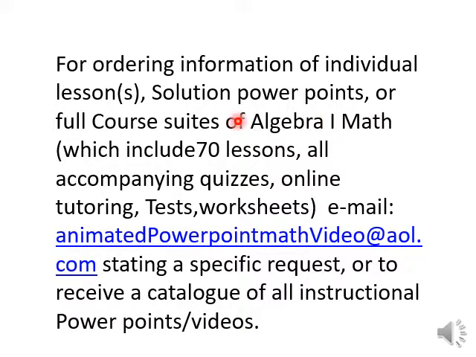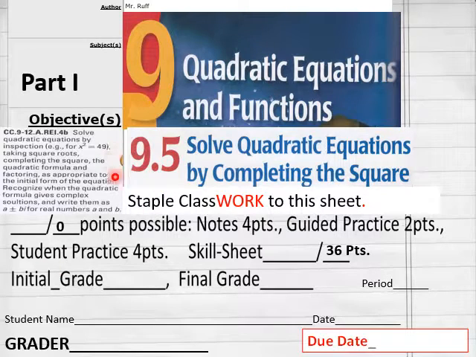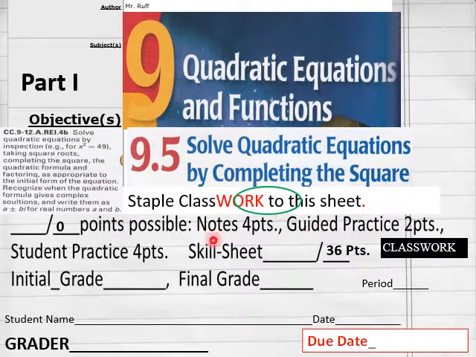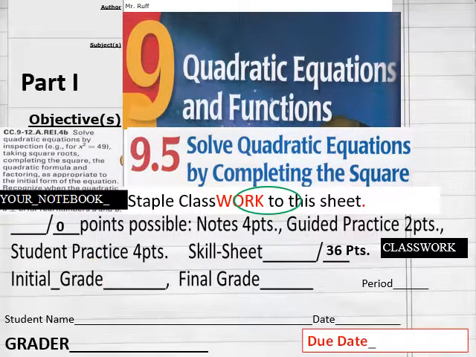Hello everybody, we're getting ready to do lesson 9.5 of Algebra 1 Math, part 1. Email me here. 9.5, solving quadratic equations by completing the square. Here are our standards. This is part 1. We have a 36-point skill sheet and a 0-point notebook responsibility.